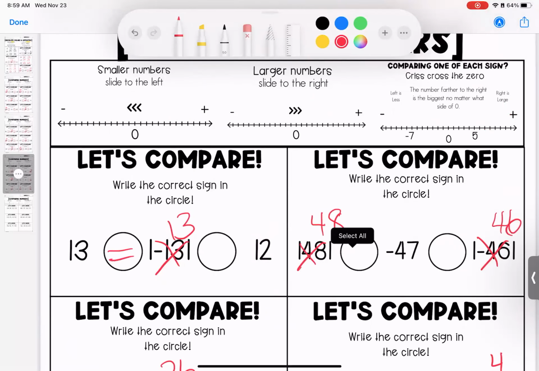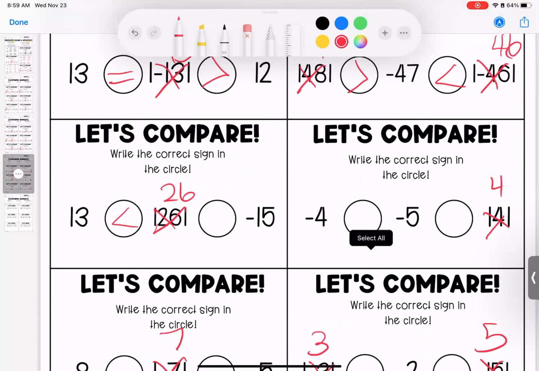13 is equal to 13. 13 is greater than +12. 48 is greater than negative 47 is less than 46. 13 is less than 26 is greater than negative 15. Negative 4 is greater than negative 5 is less than 4.